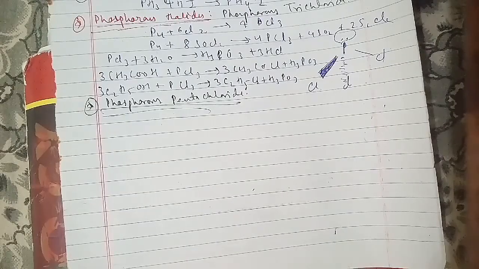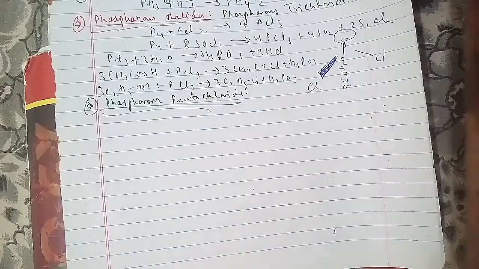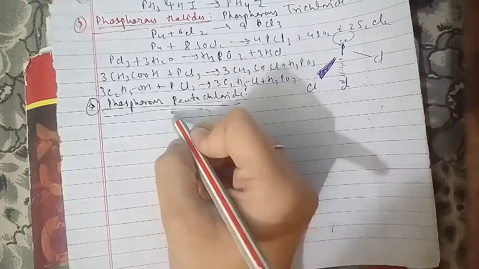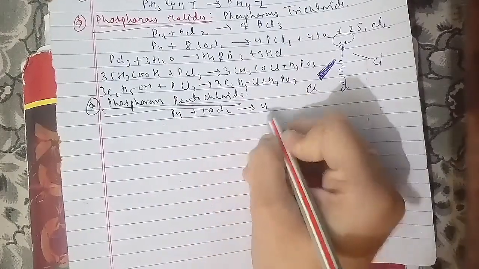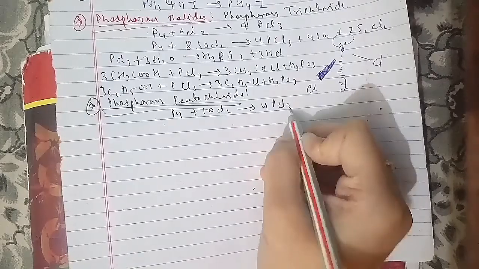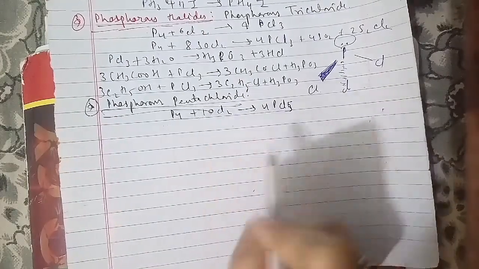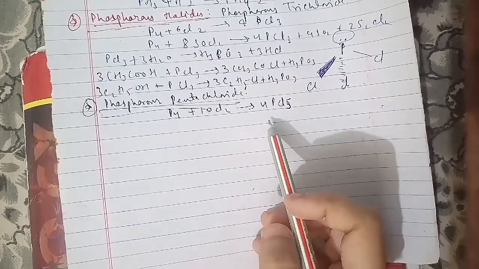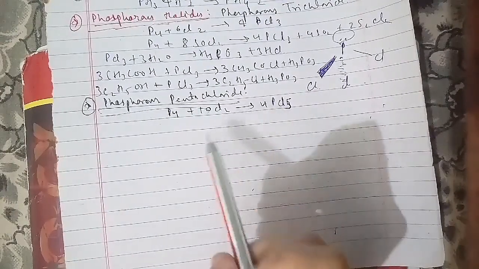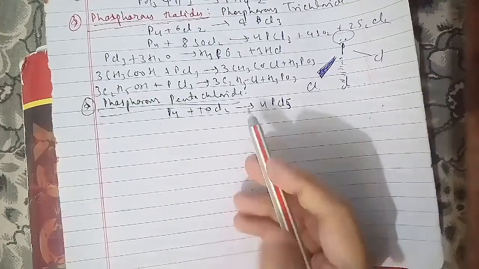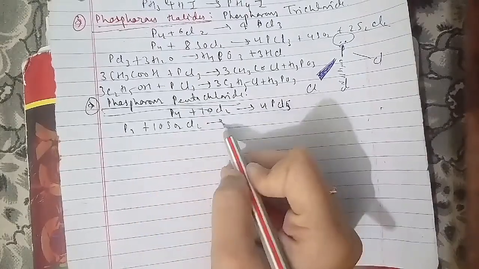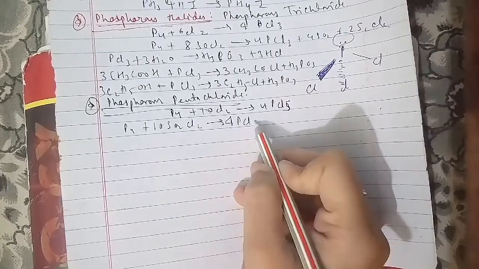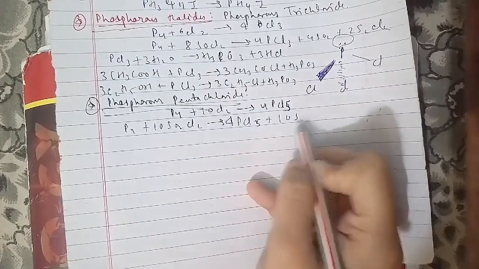On to the same case, we have the equation for the pentachloride, which is P4. P4 plus 10Cl2 will give 4PCl5. It can also be prepared by the action of SO2Cl2 on phosphorus: P4 plus 10 SO2Cl2 will give 4PCl5 plus 10 SO2.